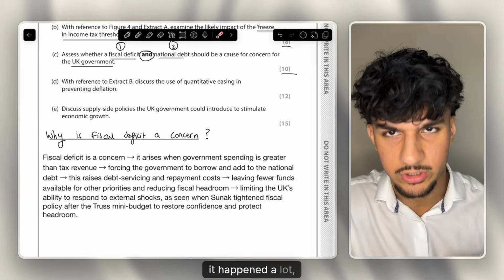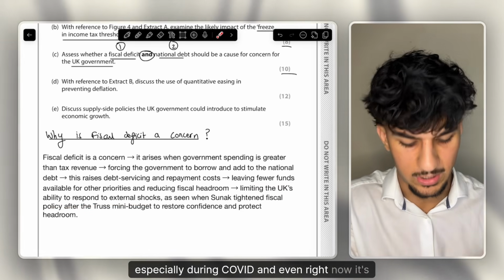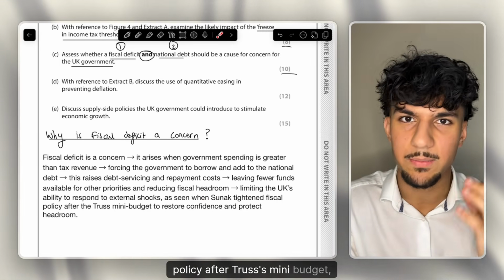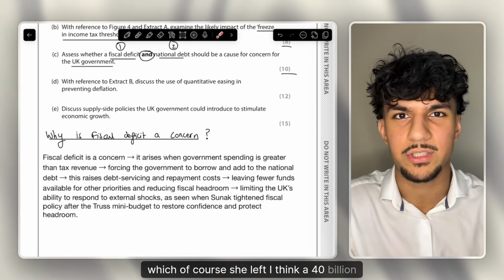And like I said, it happened a lot, especially during COVID, and even right now it's happening. But when Rishi Sunak tightened the UK's fiscal policy after Truss's mini budget, which of course she left, I think, a 40 billion black hole.